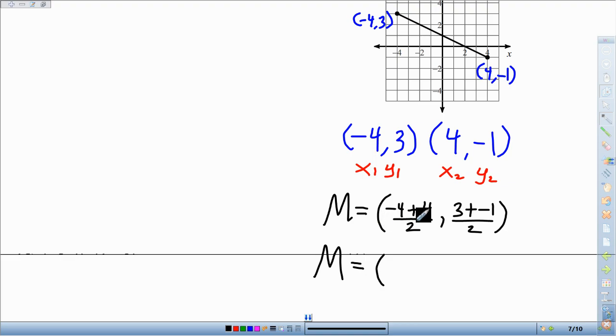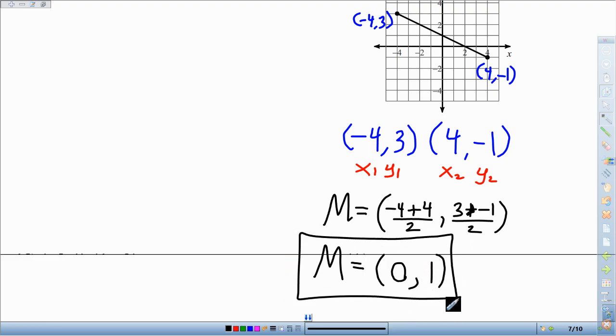-4 plus 4 gives me 0, and 0 divided by anything is 0. Now 3 plus minus 1. Just a reminder, when there's a plus or a minus side by side, you can ignore the plus sign. This is just 3 minus 1. 3 minus 1 is 2. 2 divided by 2 is 1. Just one thing: even though we didn't get decimals on this, it is possible to get decimals on these midpoint problems as well as the distance problems.